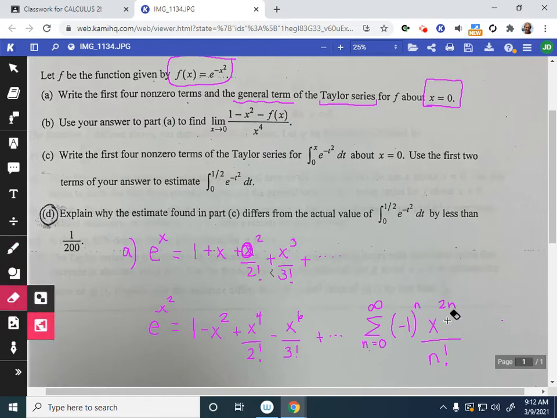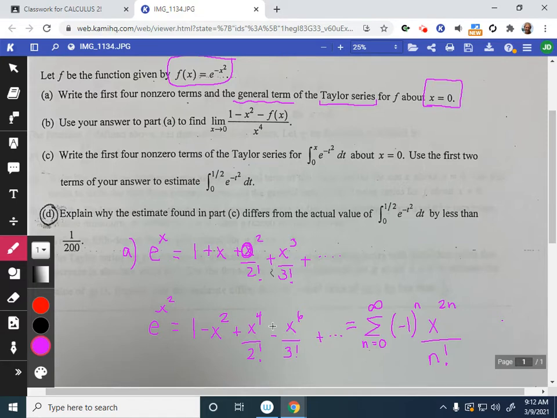Oops, erase that. And I'm going to say this equals that. Okay, so there we go. First 4 non-zero terms and the general term for that series. Part A, done. Part B, use your answer to part A to find this limit. Well, we haven't done limits in a really long time, but that's okay.